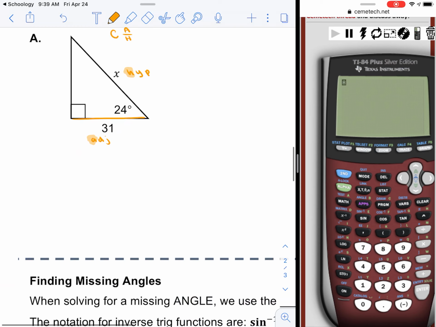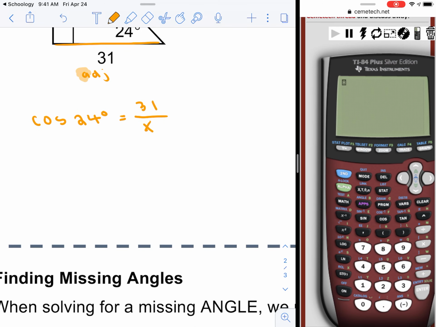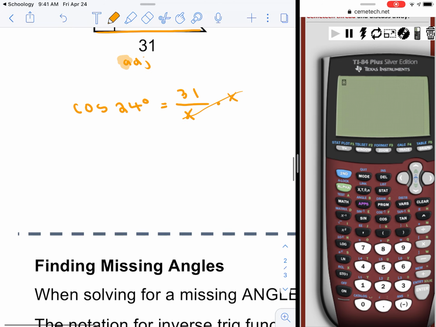So what we're going to do is we're going to say that the cosine of 24, notice I'm not saying angle A or angle B. This time I can actually fill in the angle, the cosine of the angle 24 degrees equals the adjacent side 31 over the hypotenuse side x. Now, once you get this set up, we can just solve for x. Well, to get x out of the denominator, we need to multiply both sides by x. But then to solve for x, let me rewrite this. We need to divide both sides by the cosine of 24 degrees.